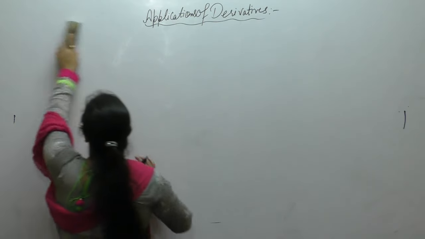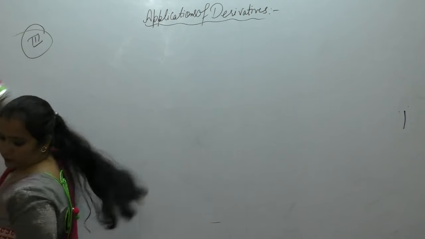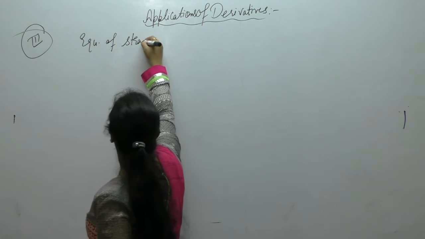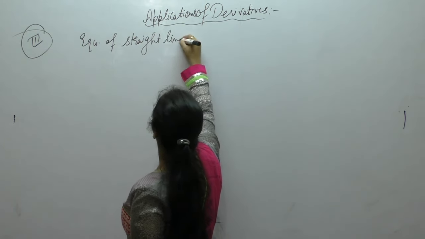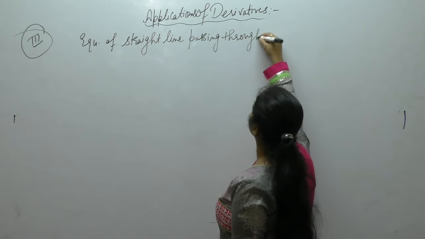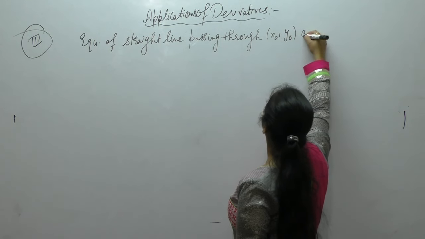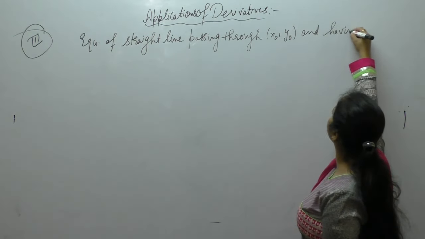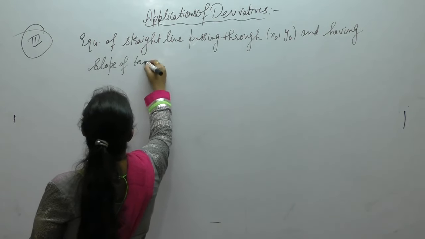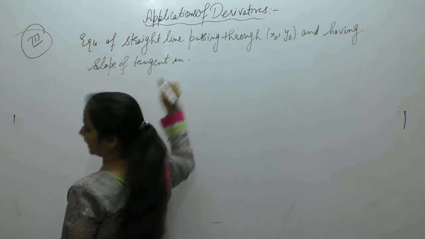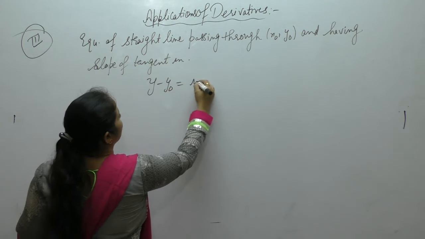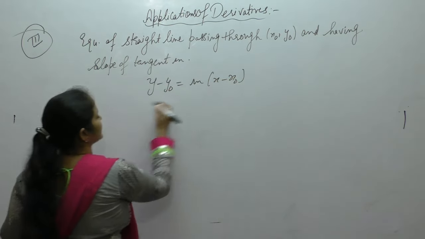Next one is the equation of a straight line passing through point (x naught, y naught) and having slope of tangent as m. Then the equation of tangent will be y minus y naught equals m times (x minus x naught).